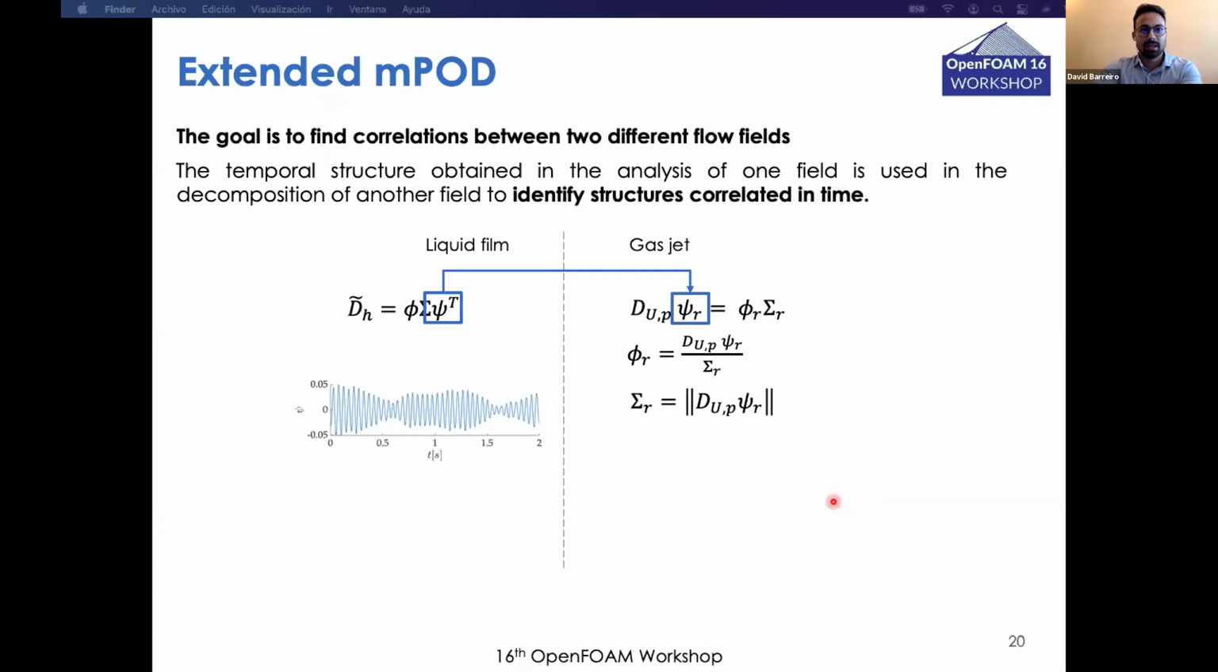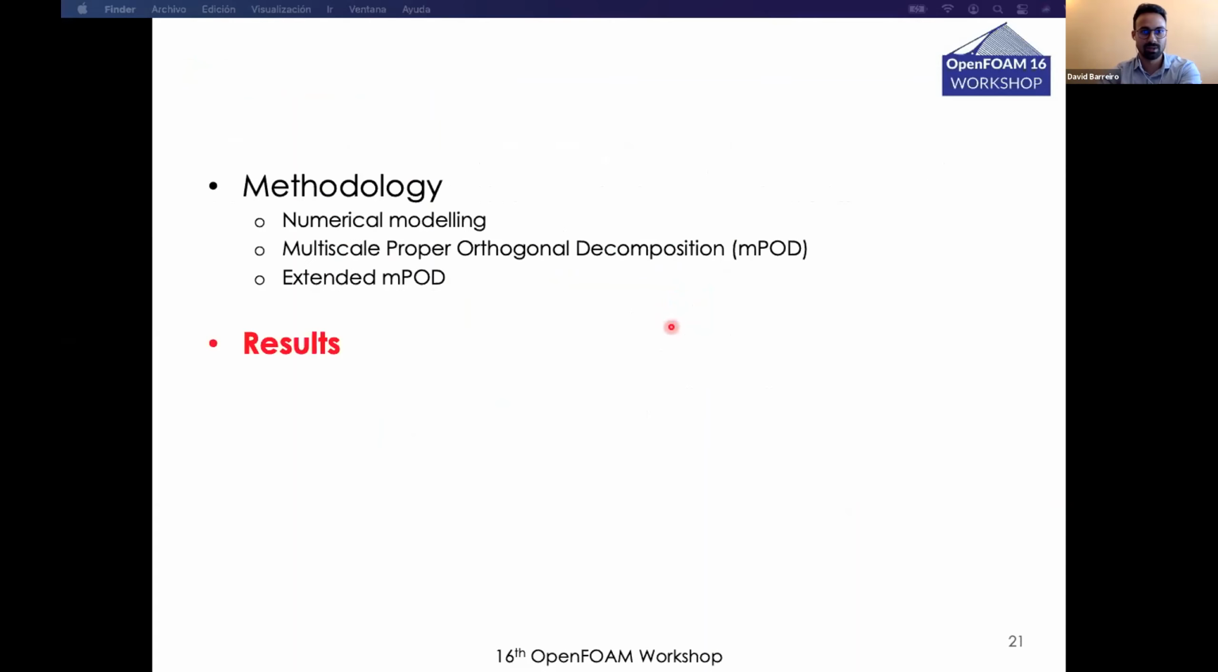For the extended mPOD, we follow the idea presented by Borrev with the extended POD. Then the idea is to find correlations between the film patterns and the gas jet dynamics. We take the temporal structure of the liquid decomposition, as the one I represent here, and we use it as a base to decompose the data of the gas jet, the velocity and pressure fields. Therefore, we can rebuild the spatial structure in the gas that are strictly linked with the formation of the undulations.